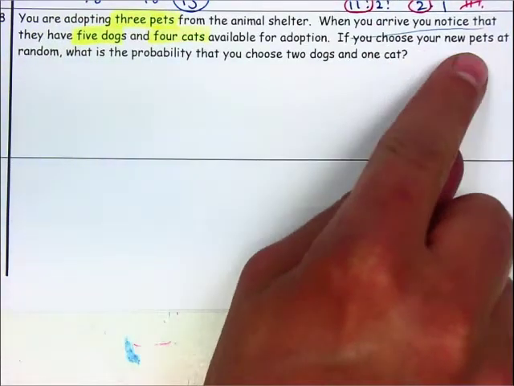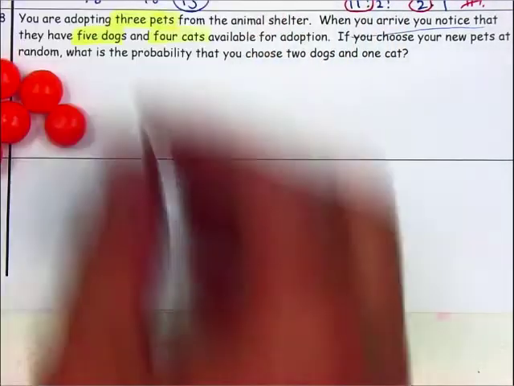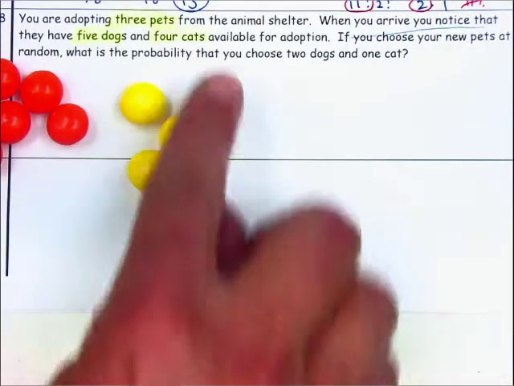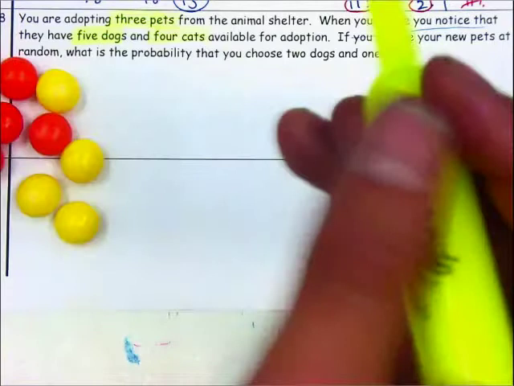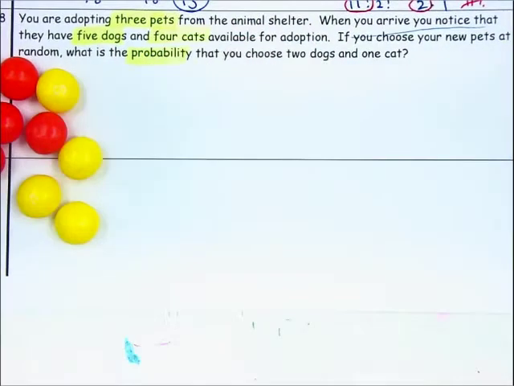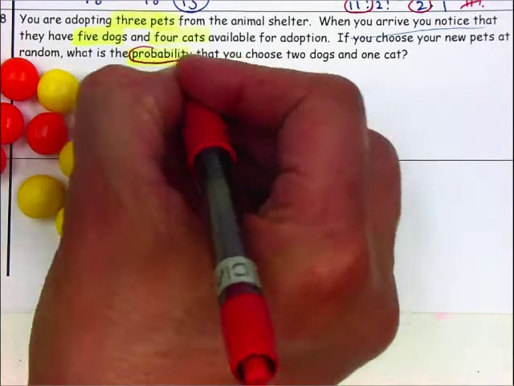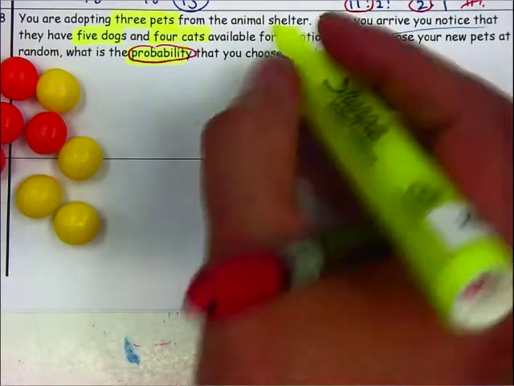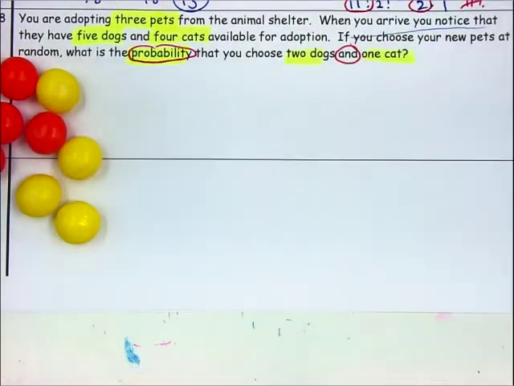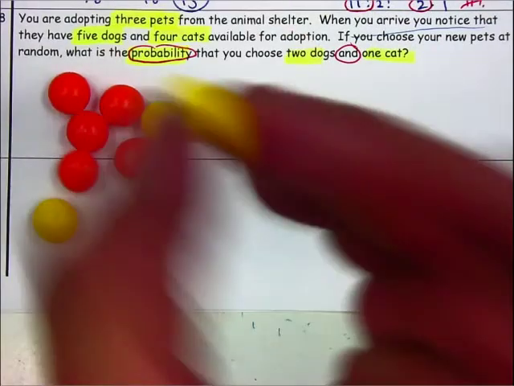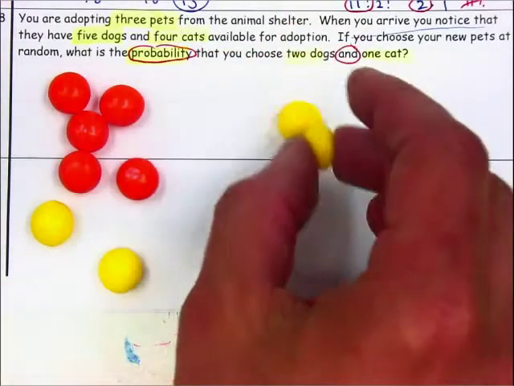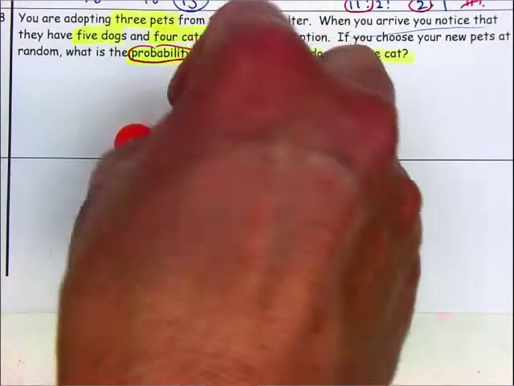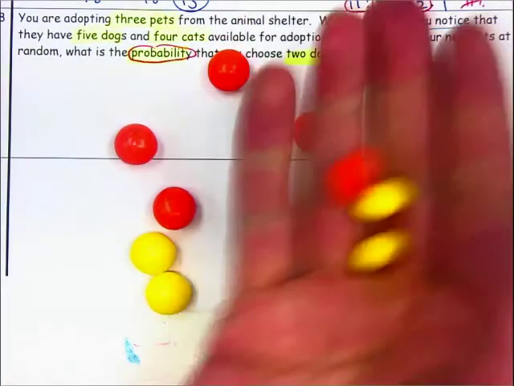If you choose your new pets at random, so you're going in there, and let's see, we have how many? 5 dogs. Those will be your dogs, and those will be your cats. What's the probability that you choose 2 dogs and 1 cat? So we have probability, so we're going to end up with a fraction. We are looking for 2 dogs and 1 cat. Now, it doesn't tell you what is the probability of selecting a dog, then a dog, placing it in your pocket, and then a cat. No. It tells you that if you go in there and select them all at random, 3 of them, what's the probability of selecting 2 dogs and a cat?